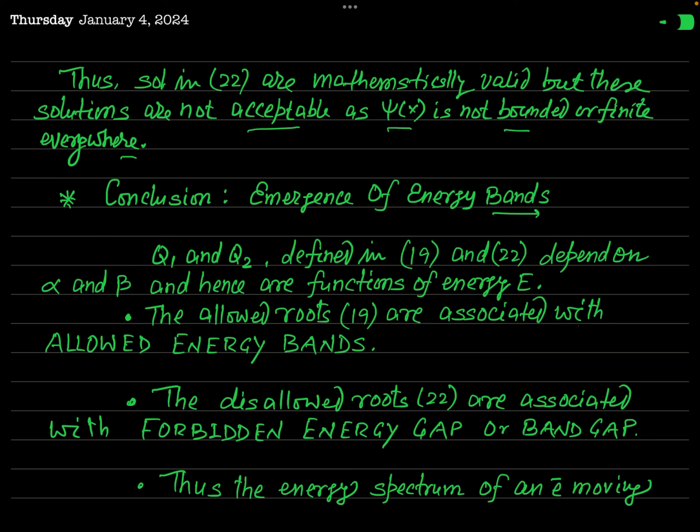So what's the conclusion from these two cases? Although I have already told you, let us now discuss it. You have seen that Q1 and Q2, which have been defined in equation 19 and equation 22, depend on alpha and beta. And alpha and beta depend on energy E. So you can say that Q1 is a function of energy E and Q2 is also a function of energy E.